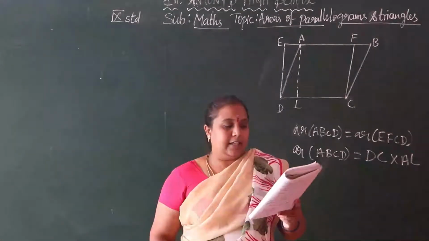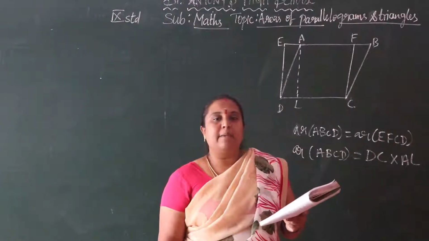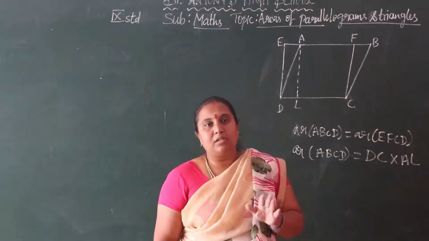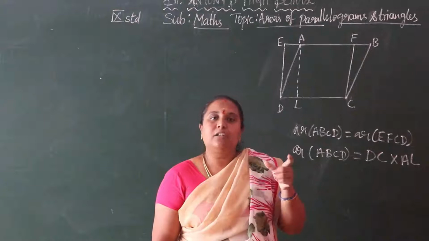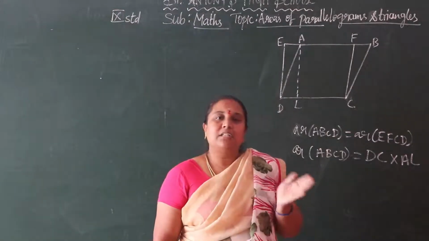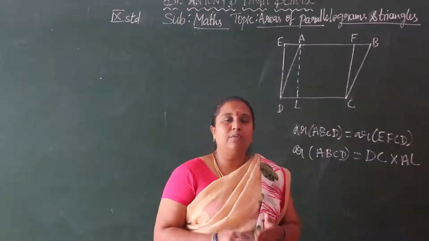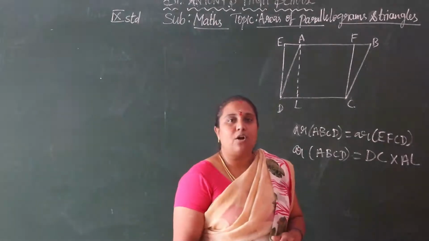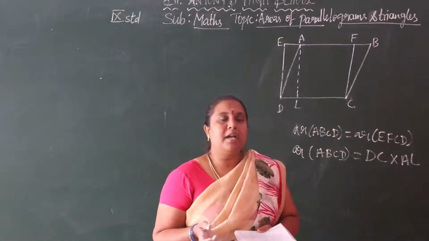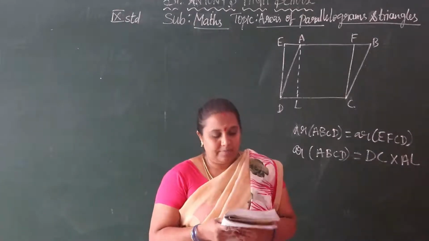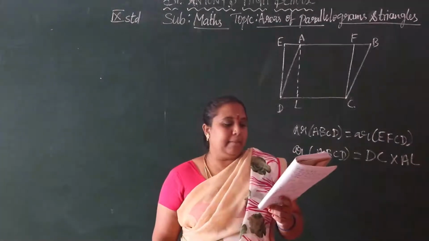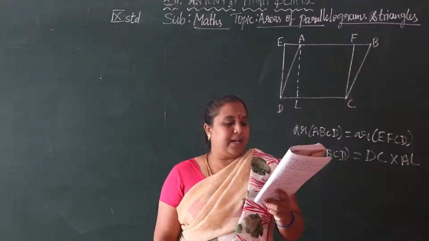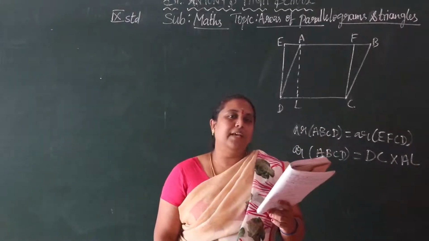Then we move on to Example 2, which is given in your textbook. If a triangle and a parallelogram are on the same base and between the same parallels, prove that the area of the triangle is equal to half the area of the parallelogram. Now we saw that two parallelograms on the same base and between the same two parallel lines are equal in area. But here we have a triangle and a parallelogram on the same base.